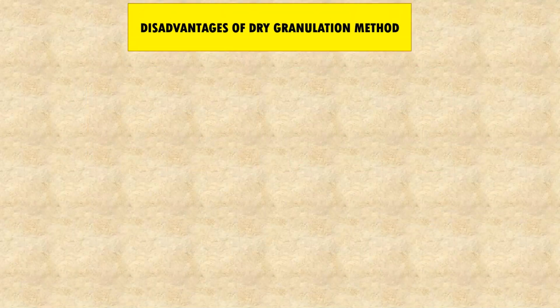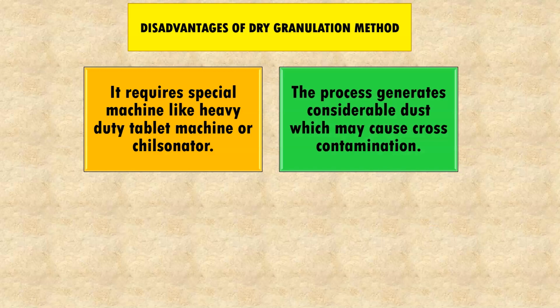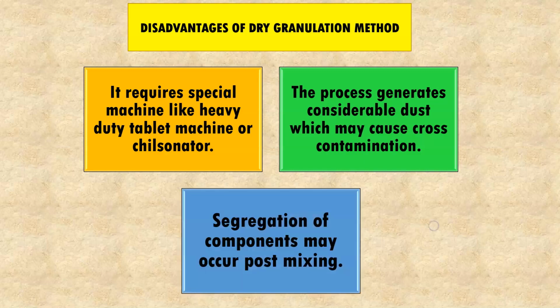Now let us see the disadvantages of dry granulation method. So the first disadvantage is it requires special machine like heavy duty tablet machine or the Chilsonator. Then the next disadvantage is the process generates considerable dust which may cause cross contamination. Then the next disadvantage of dry granulation method is the segregation of components may occur post mixing. So these are the disadvantages of dry granulation method.